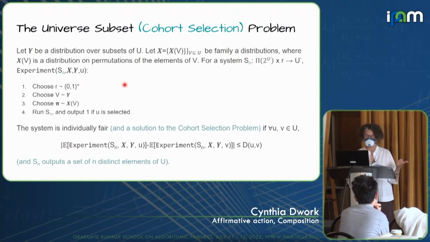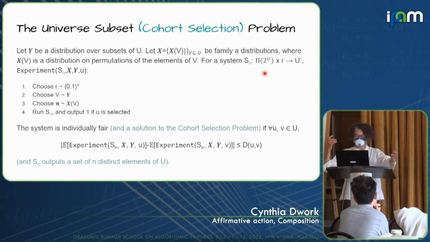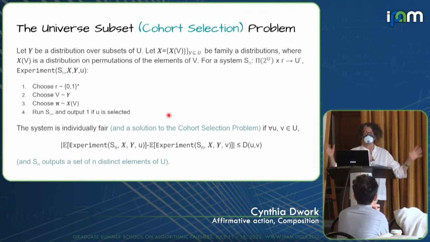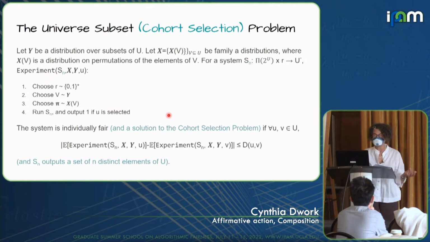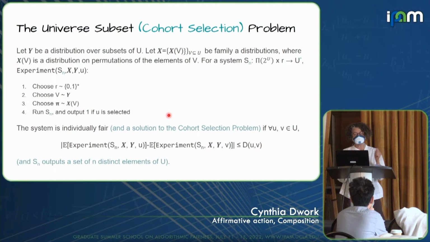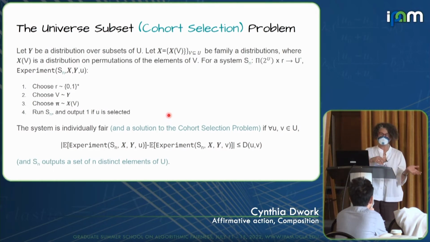So we're going to choose a random string. We're going to choose a subset of elements of the universe according to this distribution. We're going to choose a permutation randomly according to this distribution. And then we're going to run the system that takes a list of people with randomness and outputs a set. So this experiment, when I'm running it with individual U, is going to output a 1 if U is selected by this whole big procedure, and 0 otherwise. And now we can actually talk about comparing the probabilities that U and V get selected in this system. So we have a language for talking about it.